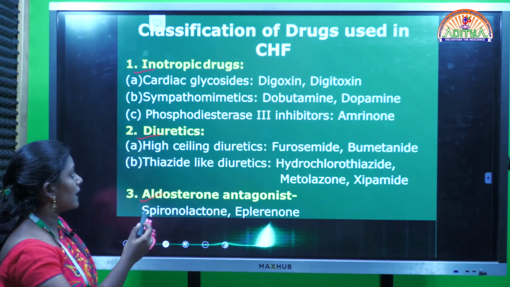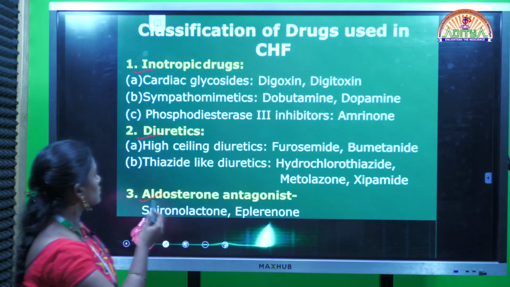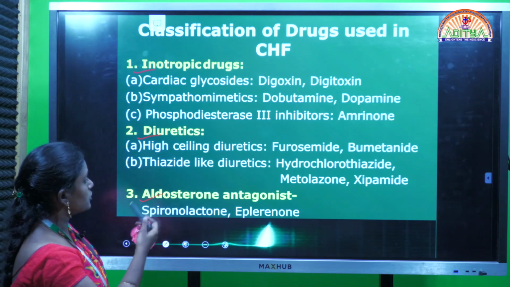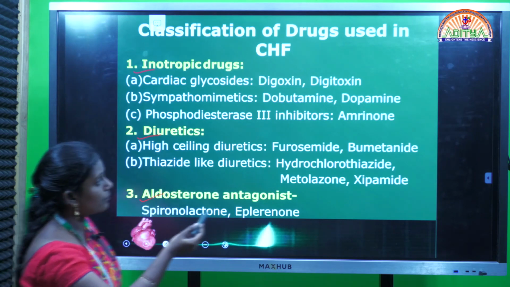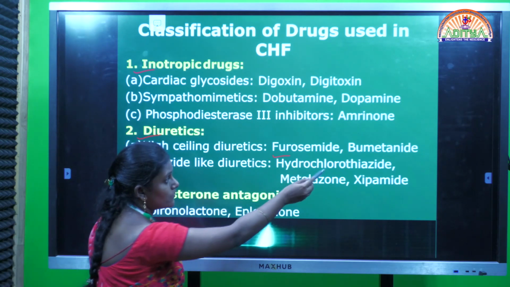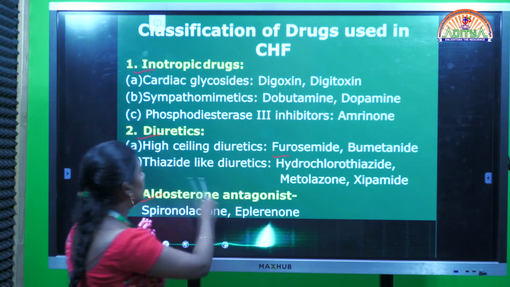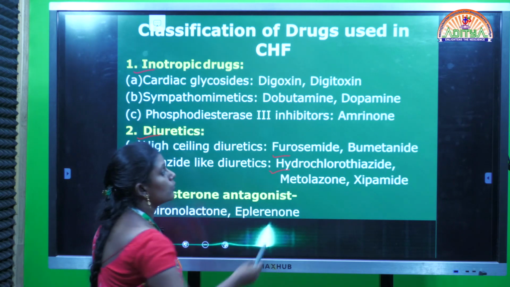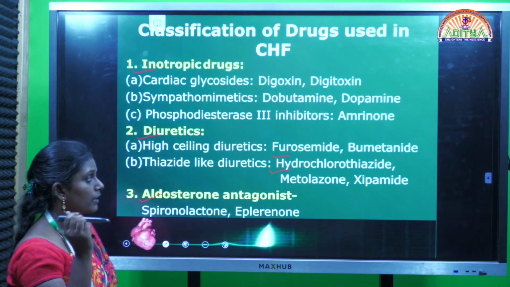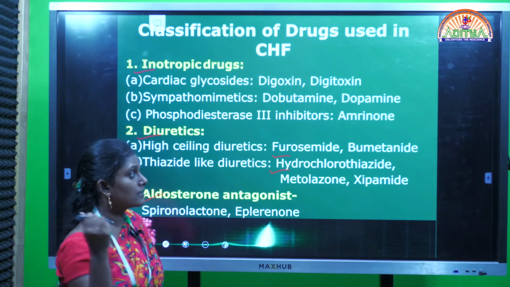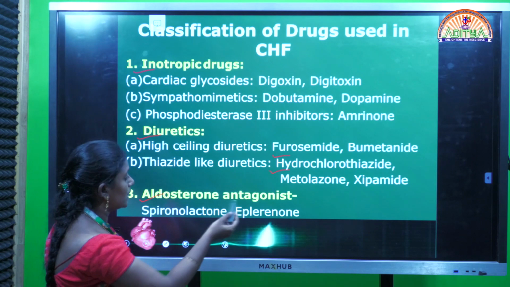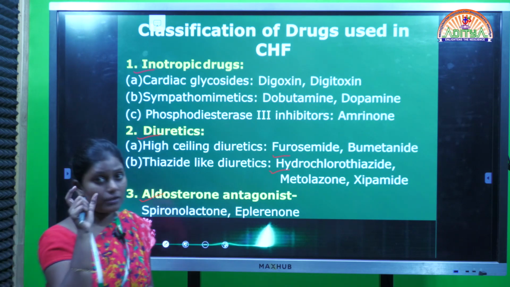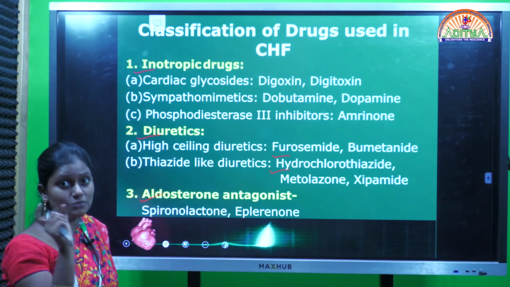So coming to the next category, diuretics. Which are loop diuretics, and thiazide-like diuretics, where loop diuretics examples include furosemide as well as bumetanide. Here the thiazides mainly involve hydrochlorothiazide, metolazone, whereas indapamide, all these will be considered as diuretics. Coming to aldosterone antagonists, the main example is spironolactone. We are very familiar with this drug, right?